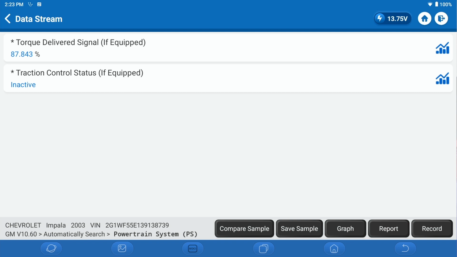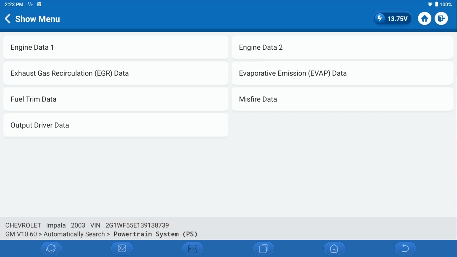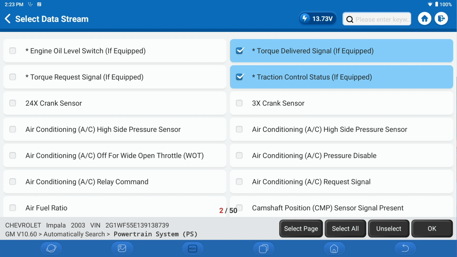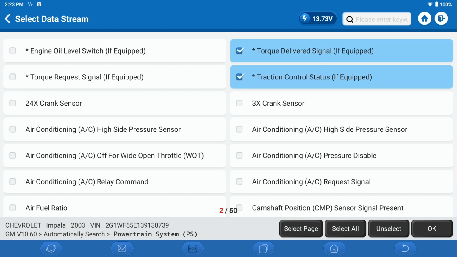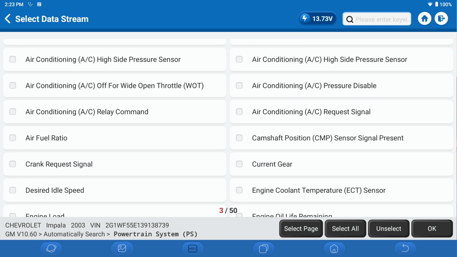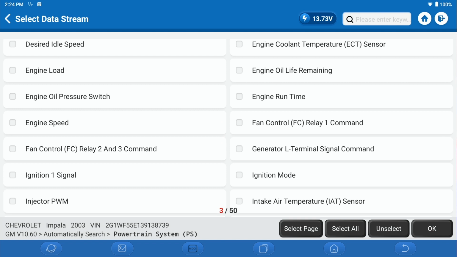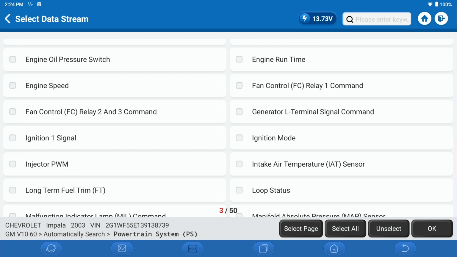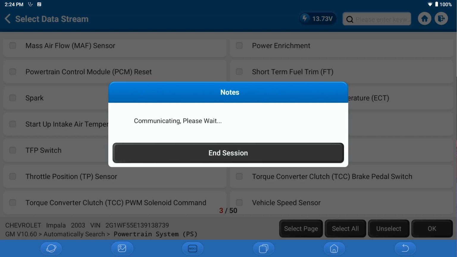Now I'm going to go back to the data stream on this particular bar, and I was using engine data too. So if I'm looking at, there's cranks, notice this one, it says torque request signal if equipped. So I've got 3 there. I'm going to go back up again. There's engine life remaining. That isn't, again, what you look at, injector pulse width. Let's just look at those 3 and see what we get on this particular vehicle.